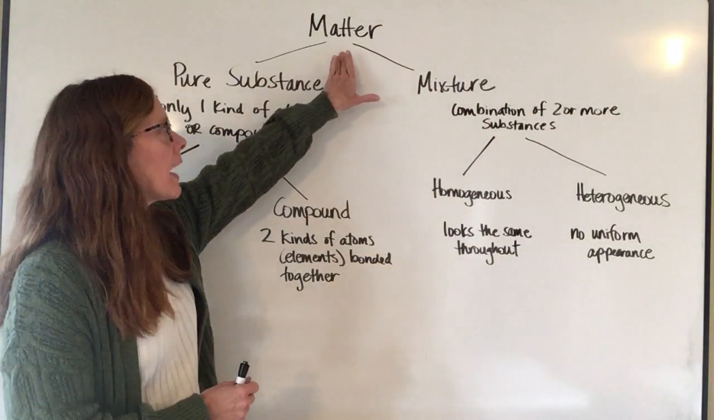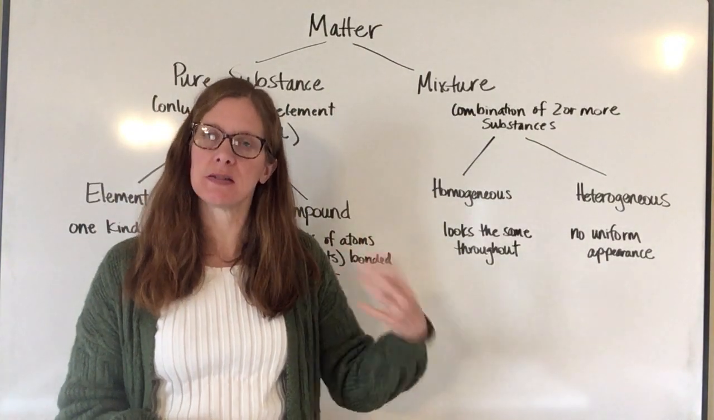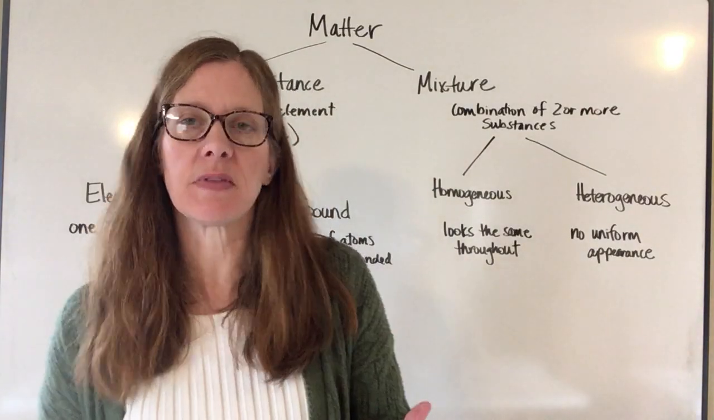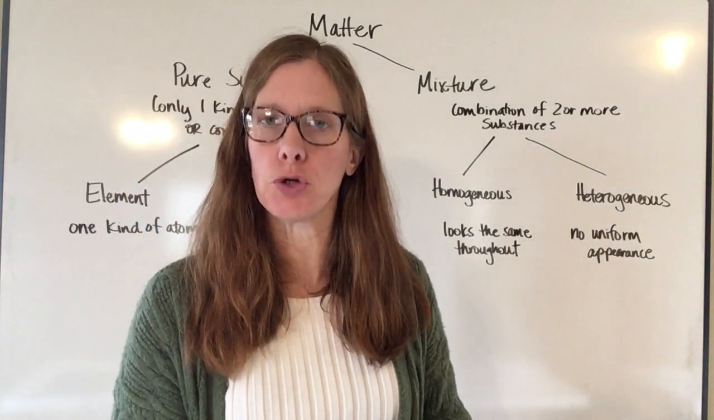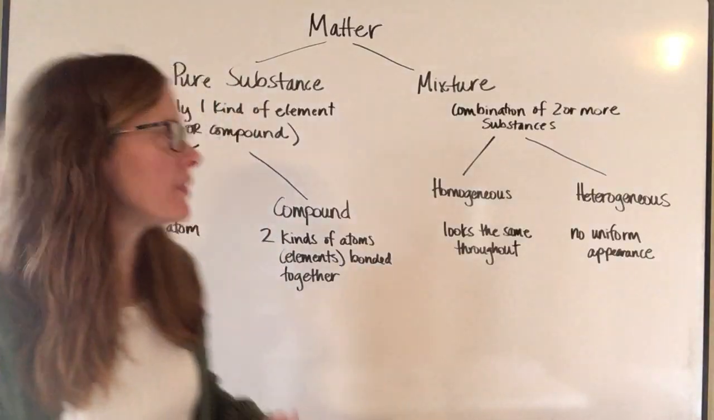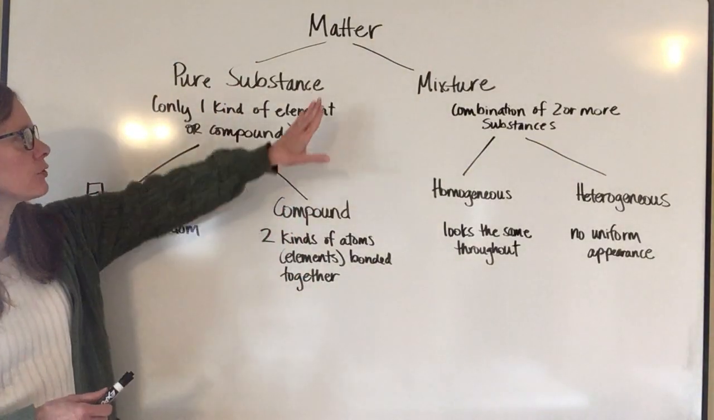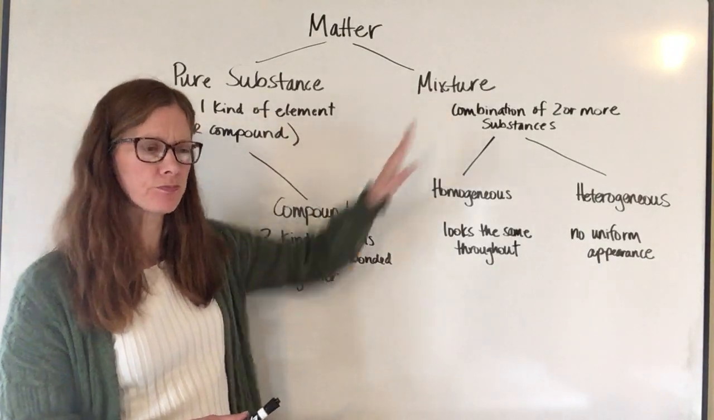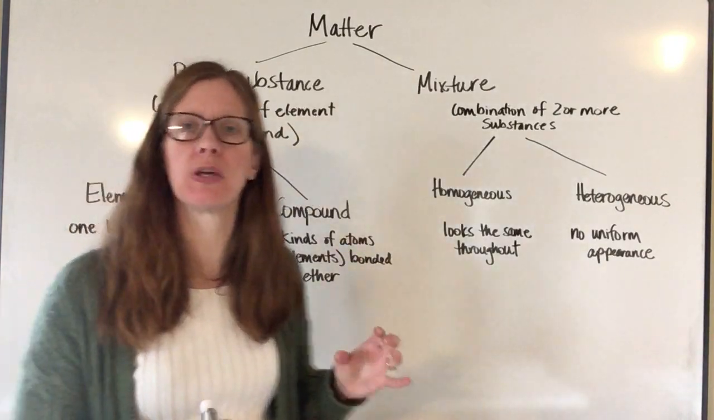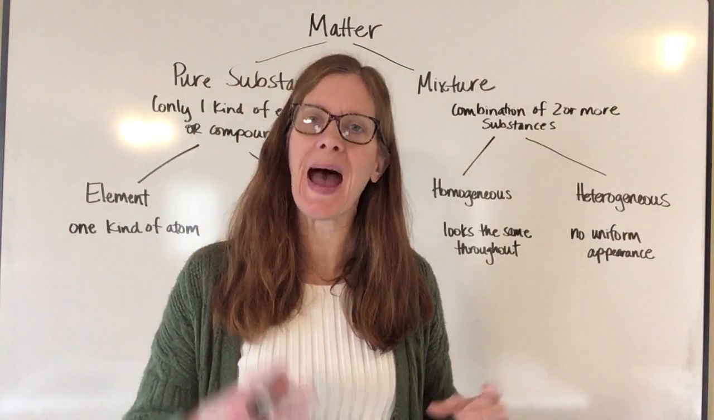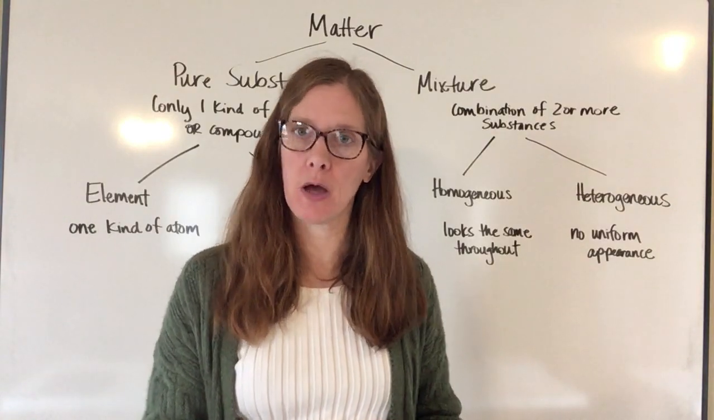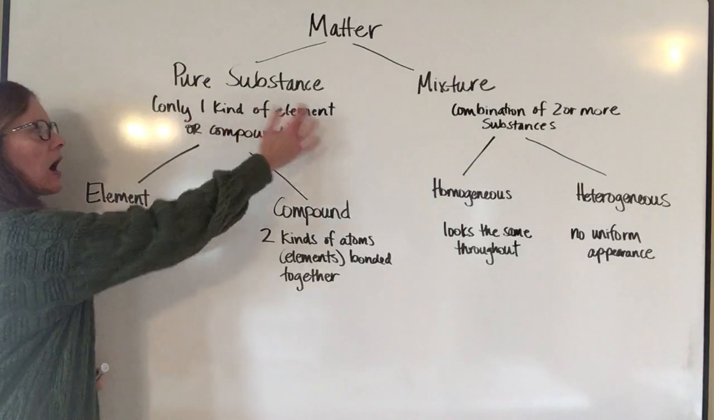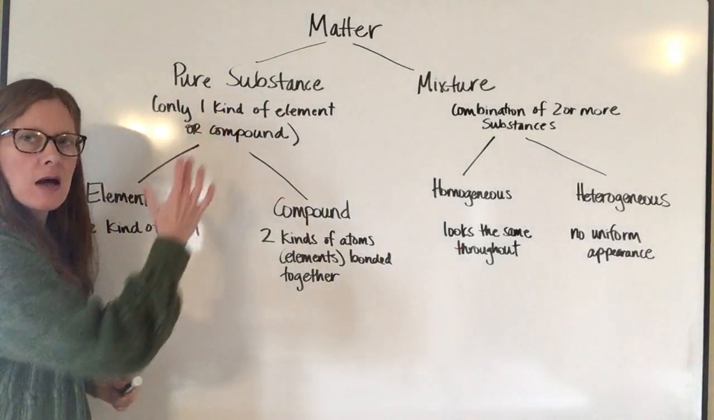So remember, matter is anything that has mass and takes up space. We can measure the density of matter by taking the mass of that sample and dividing it by the volume and coming up with the density. But the types of matter that there are would either be a pure substance or a mixture. And when we classify these, what we're thinking about is the types of atoms that each one is made up of. So in a pure substance, I have only one kind of an element or a compound.